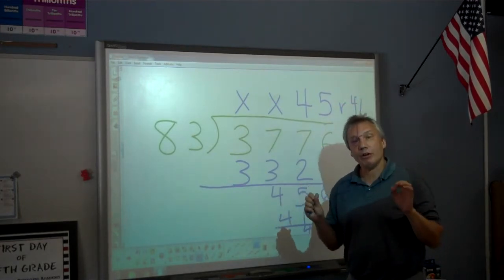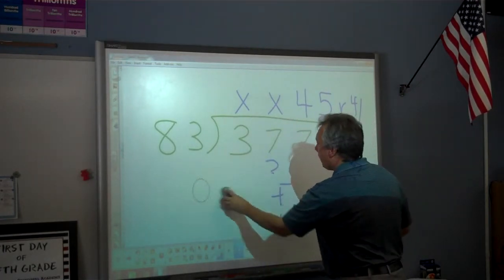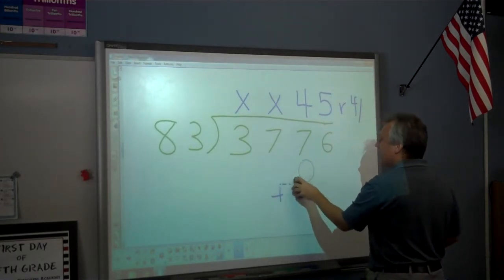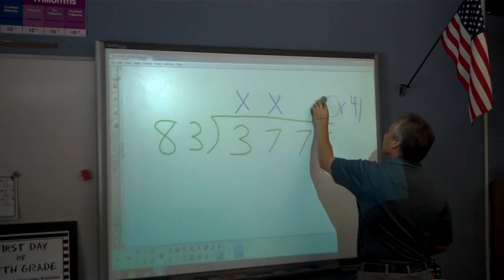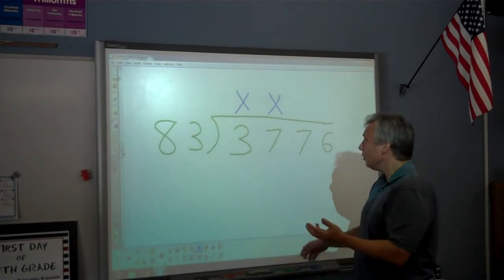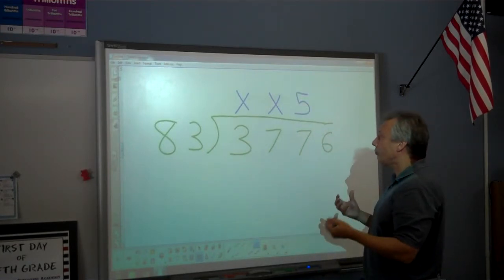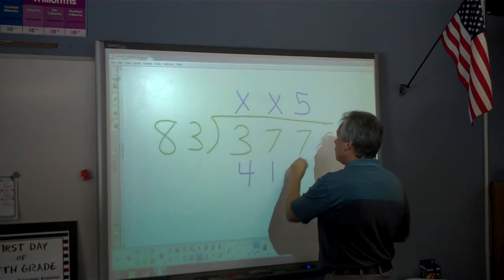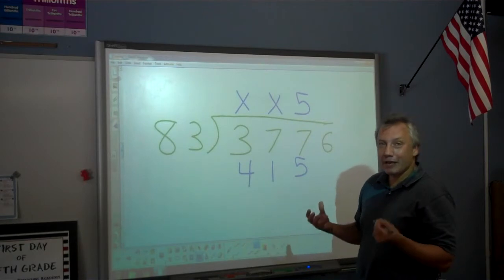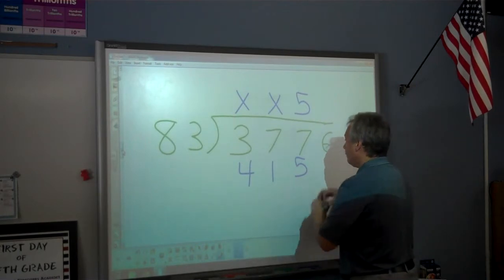Now I want to talk about how to know when things go wrong. Let's assume for this same problem, instead of saying 83 goes into 377 4 times, let's say you thought it was 5. You would do 5 times 83, which is 415. You would go to subtract that, and you'd realize you couldn't because the 415 is bigger. That means the 5 answer is too big, and you have to go to a lower answer.